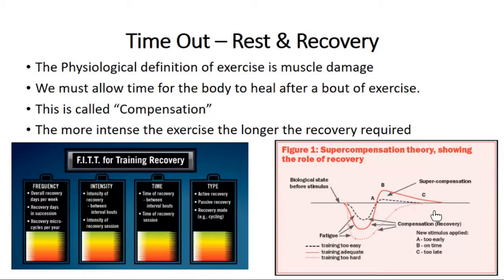Here, if you can see the pointer, we've got our bout of exercise, and then we're going to damage the muscle, and then the body heals, which is the super compensation, and then we're ready to go again. This keeps going up and up if we get it right. If we get it wrong, i.e. we do a big bout of exercise, it's going to take us much longer to recover. And if we do a short period of exercise, we're going to recover too easily.